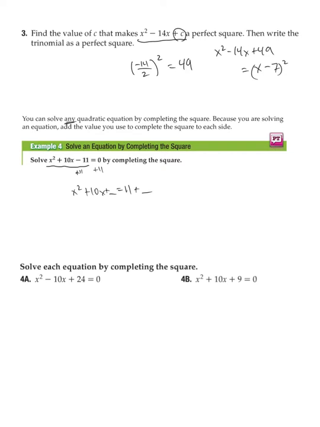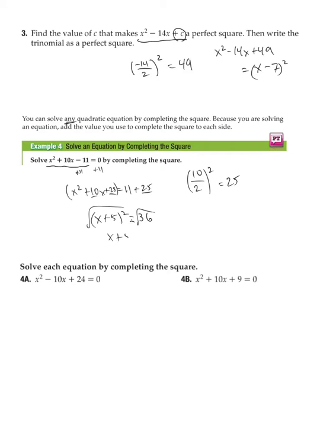So what number is going to make that left side a perfect square? Just that same process we've been doing. 10 divided by 2 is 5, squared is 25, so you're going to add 25 to both sides. This left side of the equation is going to become x plus 5 squared equals 11 plus 25, which is 36. Square root both sides.